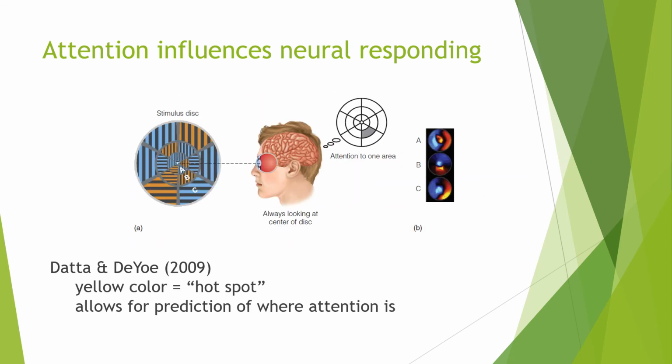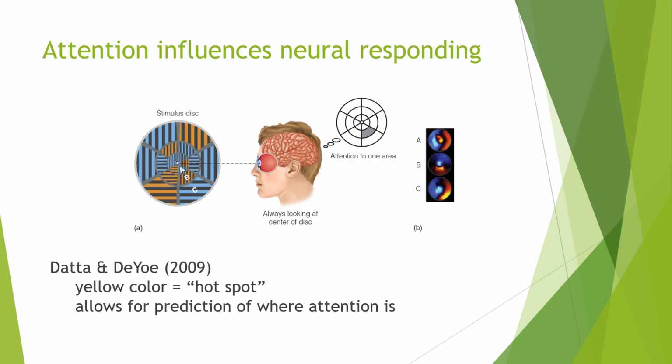There's a second example here of how attention influences neural responding. This comes from Datta and Yoo, working with people. They had people look at the center disk. So if you look over at A, that disk is what they're looking at, but they could then pay attention to either, in that picture, the A, the B, or the C. And the researchers would tell them, now attend to B, which is kind of being shown in the thought bubble there. So attend to B, and I have this covert attention to B.